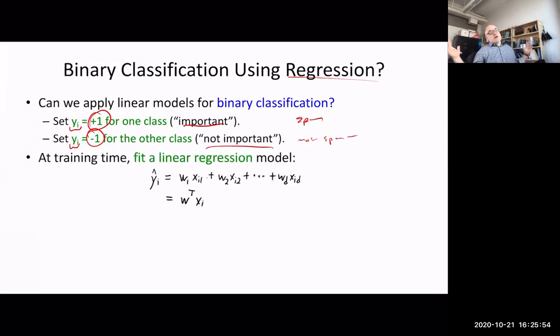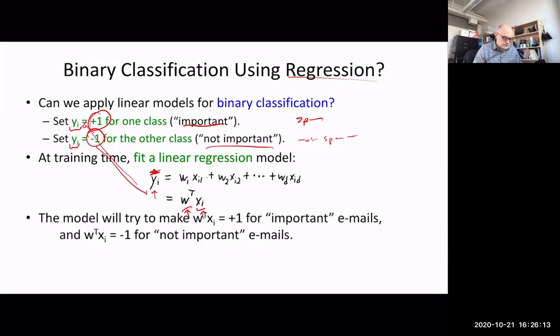So if we have numerical outputs, then we can just fit a linear regression model. Here's our weight vector, here are our features, whatever they happen to be, and there's our output. We've just encoded it like this, so we have numerical values, done. It's pretty clear that a linear regression model is going to try to make W transpose Xi close to +1 for important emails, and close to -1 for not important emails.